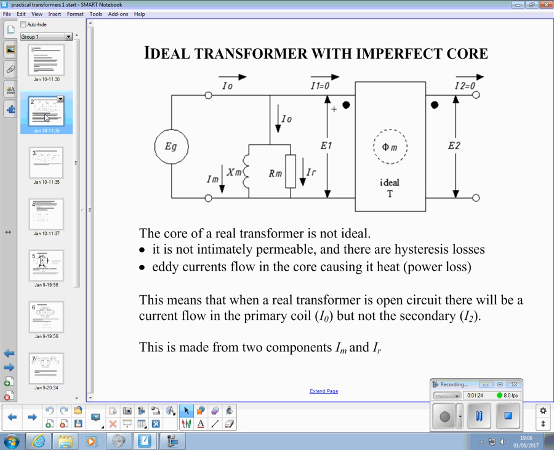Right? So, I've taken a leap of faith there and put it all up in one go for the ideal transformer with an imperfect core. Okay? Once you do an example, it's not too bad. Right? So, what we've got up at the moment is a generator. Let's just put this magic pen up.